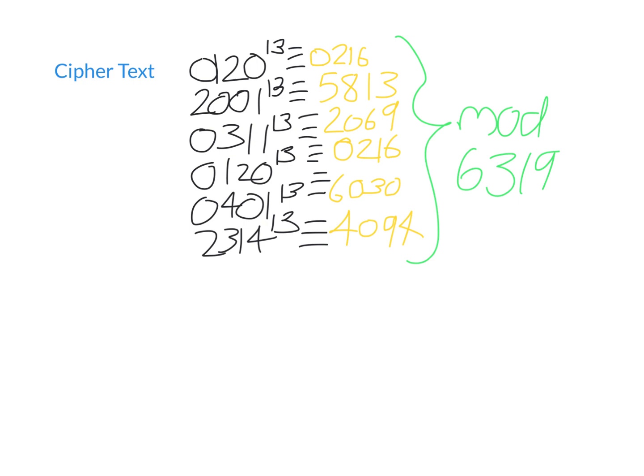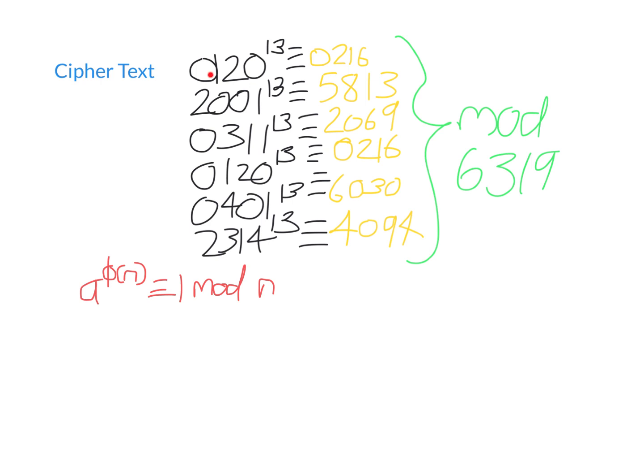Well, they've got to reverse the process of raising to the power of 13. So we're going to use this here, which is Euler's formula. This result says a to the power of phi of n is equivalent to 1 mod n, and that works as long as a and n are co-prime. So how does that help us here reverse raising to the power of 13?